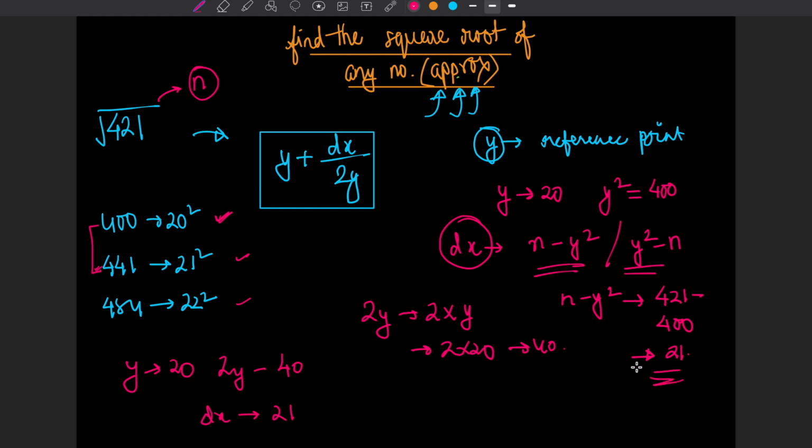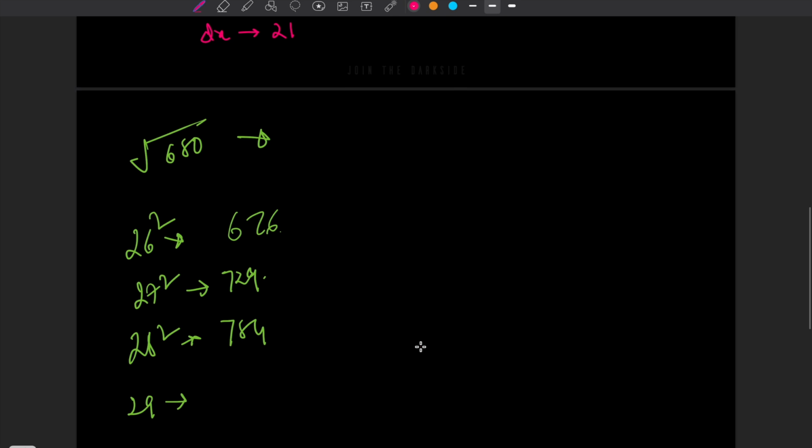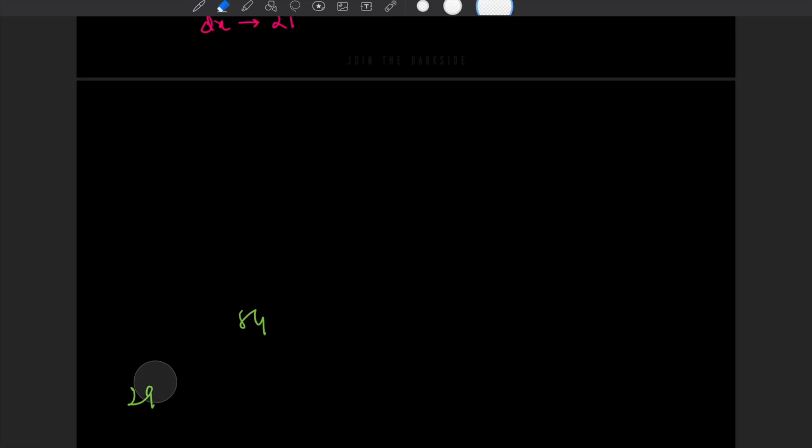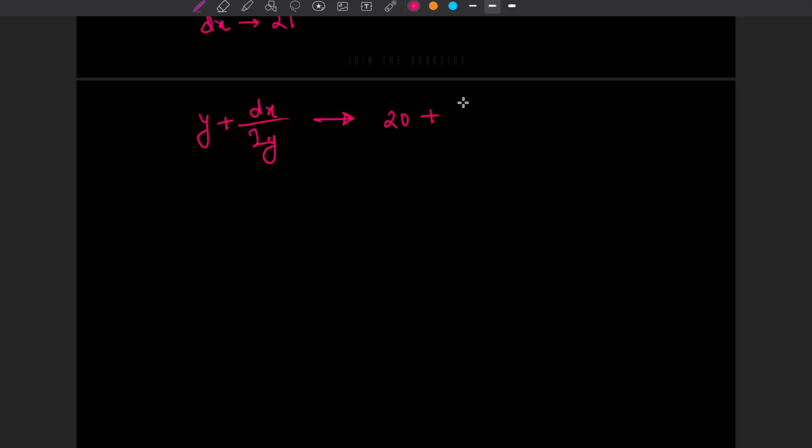We have found 21 over here. This is what dx is. So now let's just place in the formula and we'll see what happens. Okay, sorry, my bad. So y plus dx by 2y, our y is 20 plus dx is 21 and 2y is 40. So it becomes 20 plus, we have to compute this 21 by 40. I'll tell you how. 21 by 40.